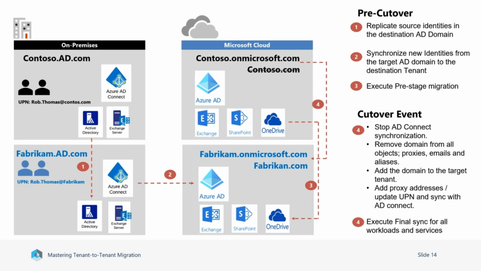When the domain's in the target tenant, we can then simply just add the proxy addresses, update UPNs if we need to. Again, this would all be done in the on-premise domain environment and then synchronized up with AD Connect. This is where you have all of your scripts to hand, and you automate this process and make it as slick as possible. So you can just do this in half an hour, irrespectively of the number of objects that you've got to do. Then the final piece, so execute the final sync for all workloads and services.